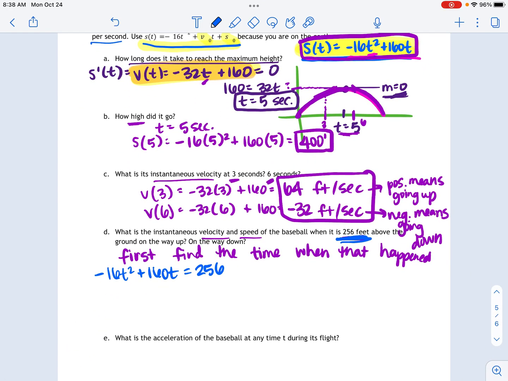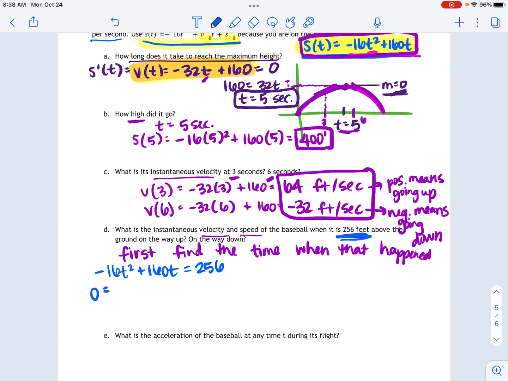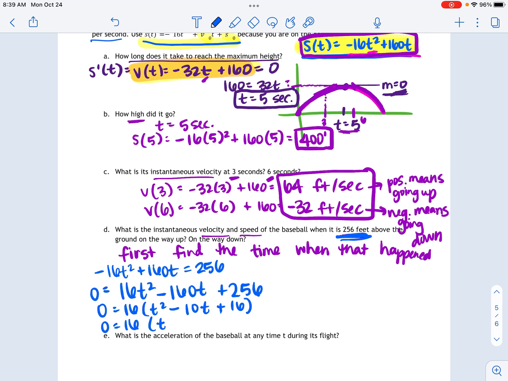I'm going to get all my terms on the right. So I have 16t squared minus 160t plus 256. I could factor out a 16. Each of those is divisible by 16. And then I can factor it. And that leads me to t equals 2 and t equals 8.